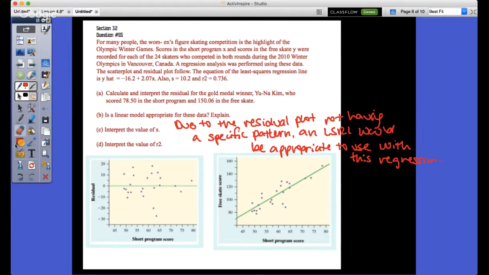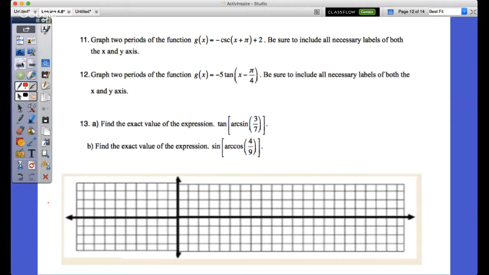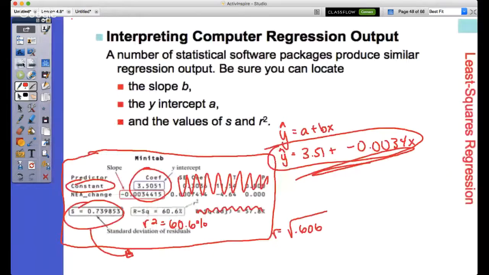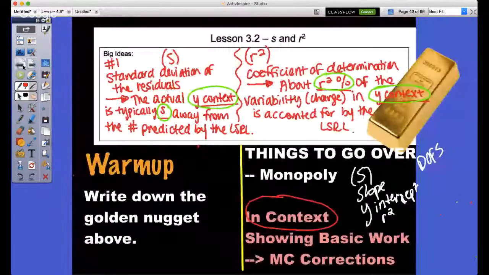All right, C, how do I interpret that? Okay, so the value of S is the standard deviation, 10.2, okay? Remember the average distance from my mean. Well, this is the average error each value is from my least squares regression line, right? We said that the actual Y in context is whatever away from the predicted by the LSRL.